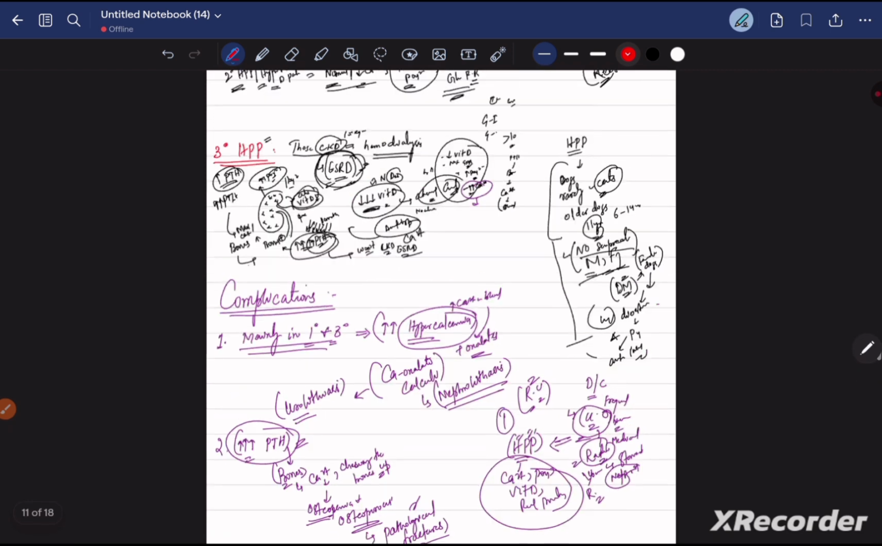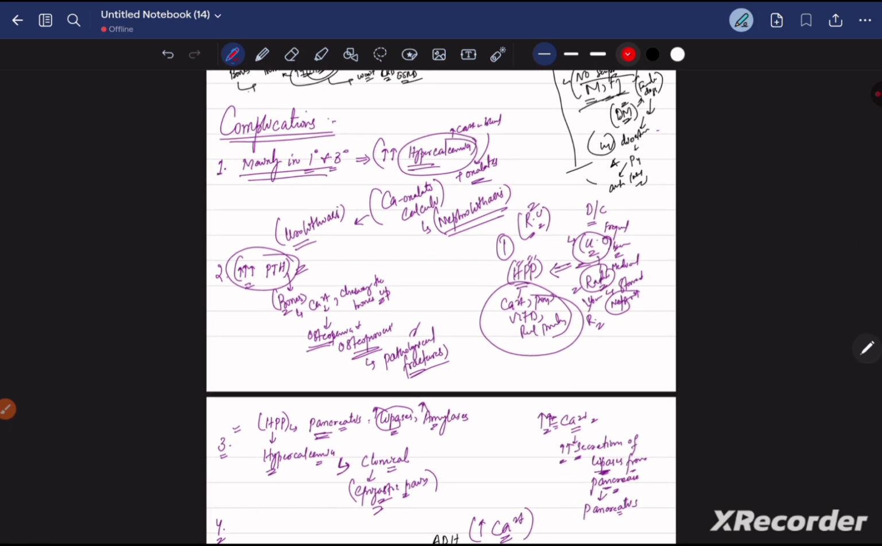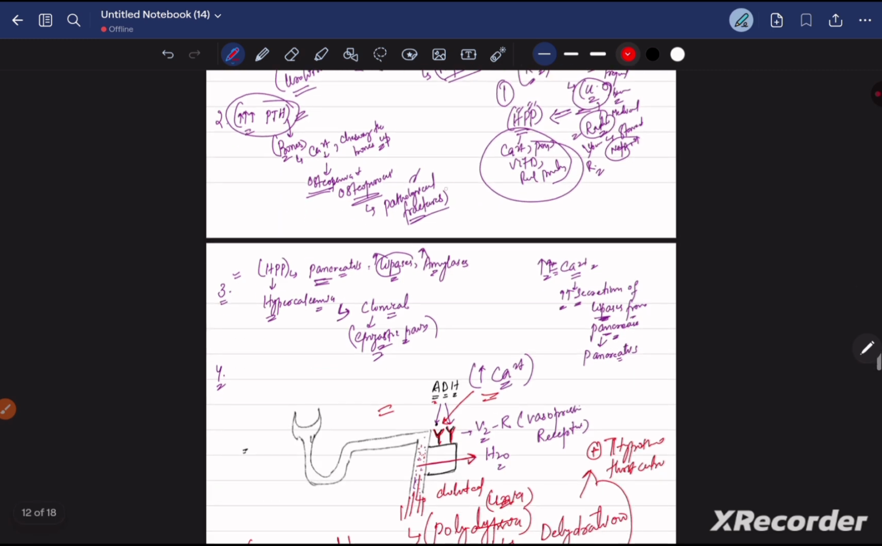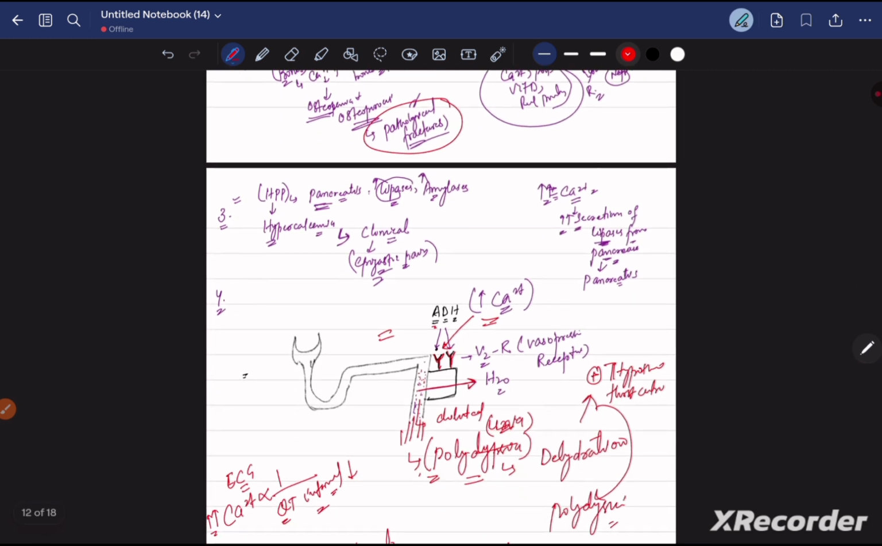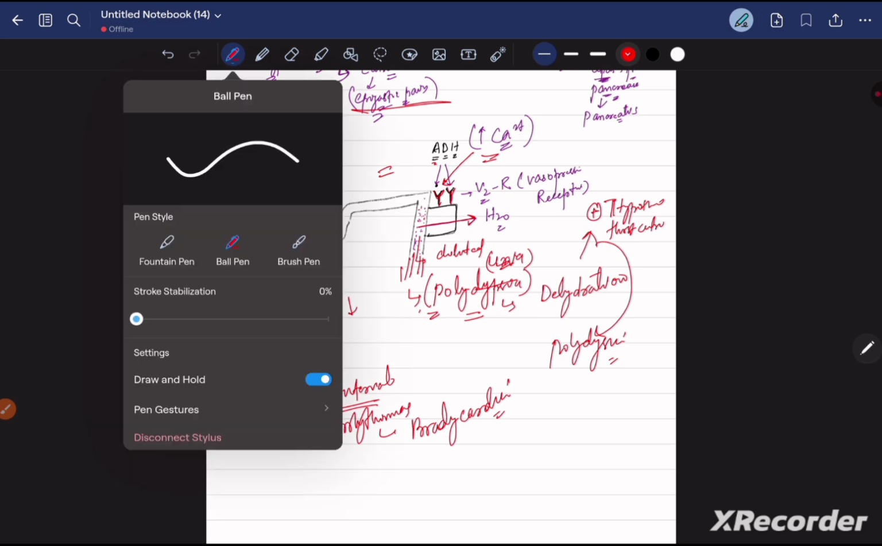So you have to remember these complications: there will be nephrolithiasis or urolithiasis, pathological fractures, and also look for pancreatitis. And polydipsia, polyuria and dehydration. These are the complications of hyperparathyroidism. Now let us discuss the diagnosis part of hyperparathyroidism.